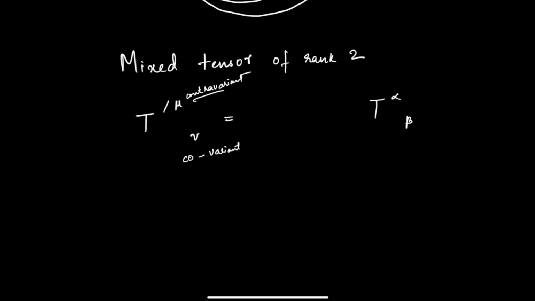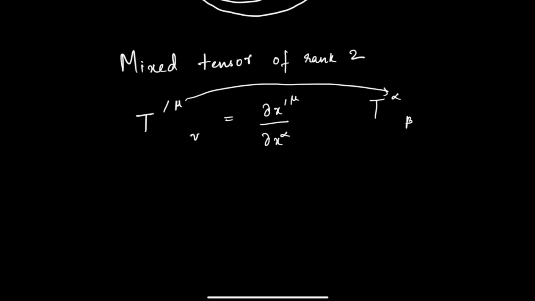So first I'll write for mu. Mu is contravariant, so the transformation of mu to alpha will be the partial derivative of x prime mu with respect to x alpha. And nu to beta is covariant, so I will write the partial derivative of x beta with respect to x prime nu. So this is the transformation rule for a mixed tensor of rank 2.